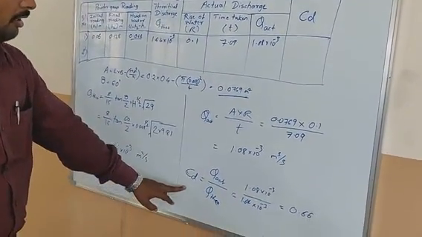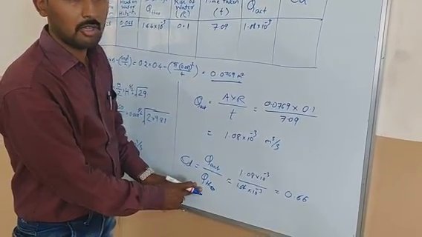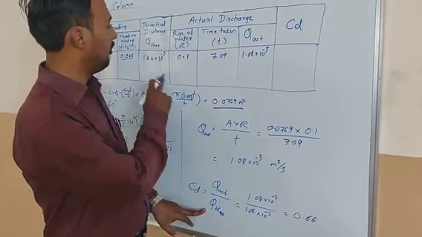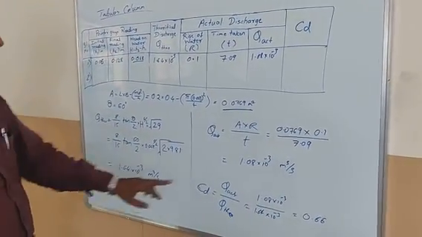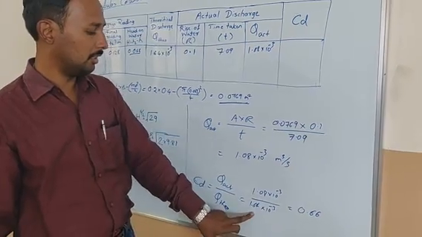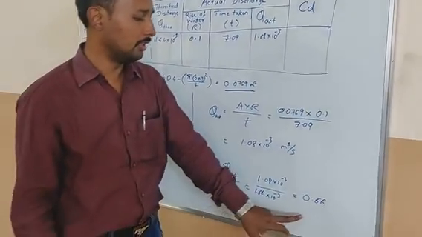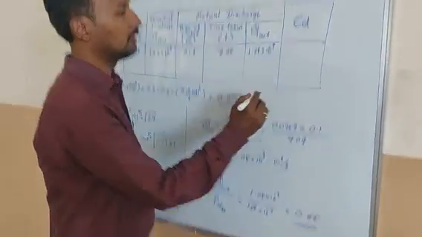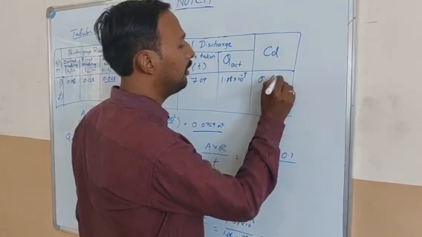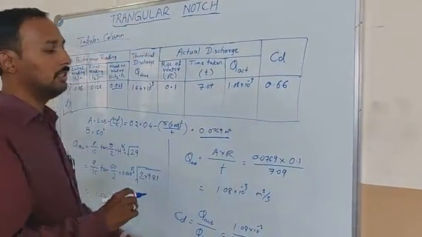After substituting, Cd is Q actual divided by Q theoretical. Q actual is 1.08 into 10 raised to minus 3, next 1.64 into 10 raised to minus 3. The value of Cd is 0.66. 0.66 is the Cd value.